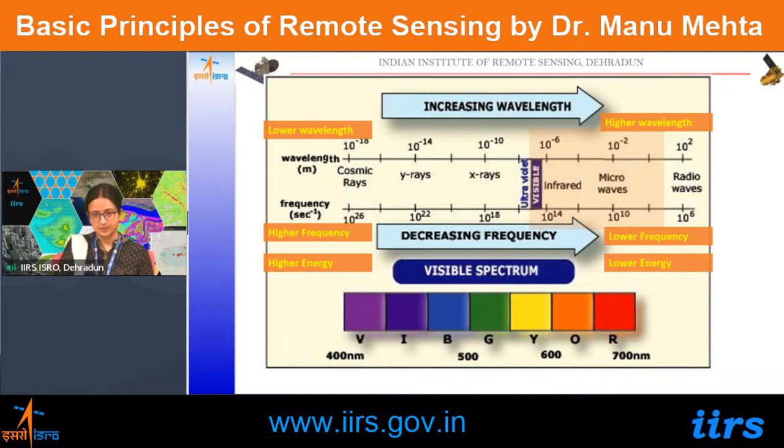For Earth observation purposes, we look mostly at visible, and sometimes at ultraviolet regions also, if we are sensing the atmosphere, for example, the particulate matter. So there we look at the ultraviolet region also, but majorly for all the targets of Earth, we are looking at the visible, infrared and microwave regions mainly. That is why this is highlighted. Otherwise, for extraterrestrial observations, you can go for other regions of the electromagnetic spectrum as well.